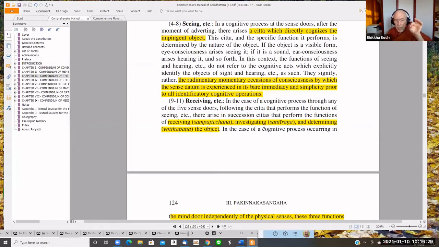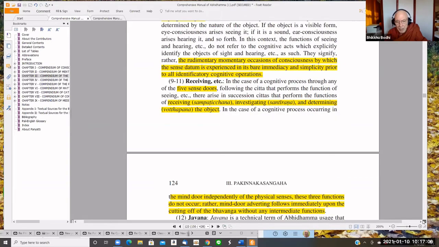Then there takes place a momentary investigation of it, but this is a preconceptual investigation. And then in the case of the sense object at the five sense doors, determines that object. But again, this is occurring at a preconceptual level. So this is occurring in regard to the five sense doors. At the mind door, it's somewhat different. So we have these three moments: receiving, investigating, and determining. So those are three separate functions.